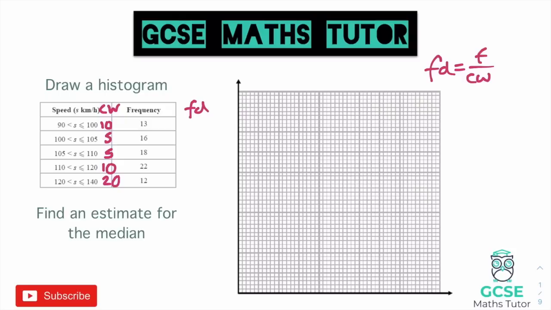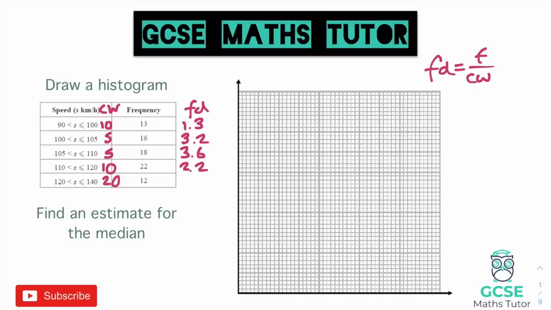The frequency is 13, and if we divide that by 10, we get a frequency density of 1.3. For the next one, it's 16. If we do 16 and we divide it by the class width of 5, we get a frequency density of 3.2. On to the next one, we have 18. 18 divided by 5 is going to be 3.6. So that's our next frequency density. We've got 22 divided by 10, which is 2.2. And for the last one, we have 12 divided by 20.